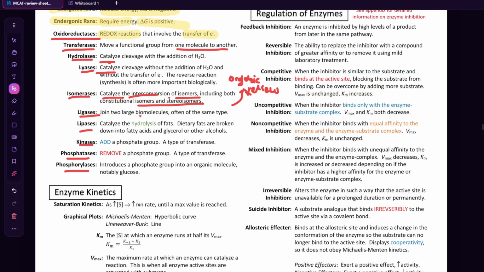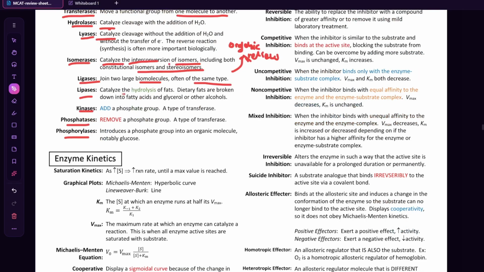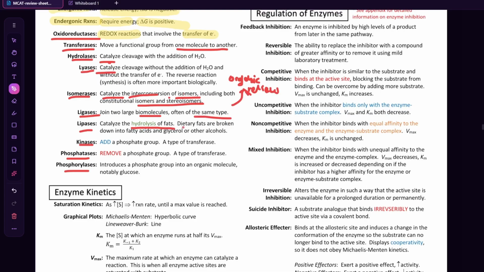Ligases join two large biomolecules, often of the same type. Lipases catalyze hydrolysis of fats. So dietary fats are broken down into fatty acids and glycerol or other alcohols.